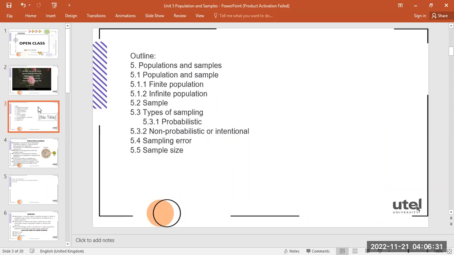So we shall see what a finite population is and what an infinite population is. Then we shall talk about what a sample is, and then the different types of sampling. And then we shall also talk about sampling error and how to calculate or determine a sample size whenever you want to carry out an experiment or a study.